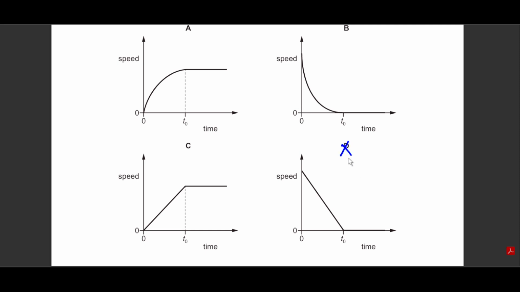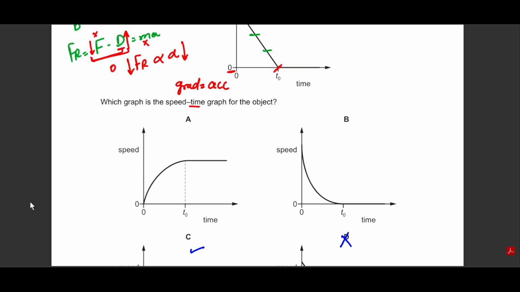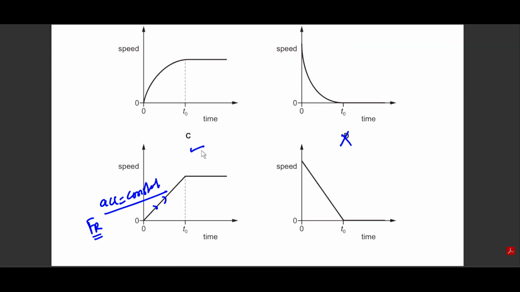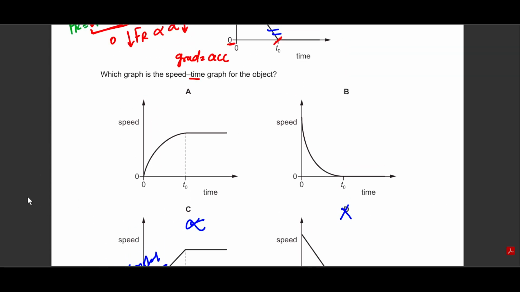Option D is impossible. They will not follow the same curve because one of them gives acceleration, the other one is speed. They're two entirely different quantities. Option C could have been the answer, but the fact that it is a linear relationship suggests that the acceleration was always constant. If the acceleration was constant, then the resultant force was also constant, which is not the case because the resultant force is decreasing with the passage of time. So it's not possible. That would be option C.